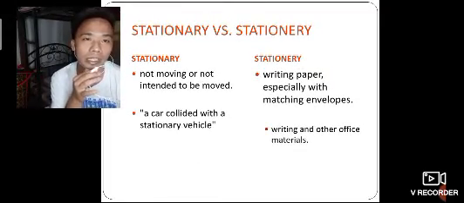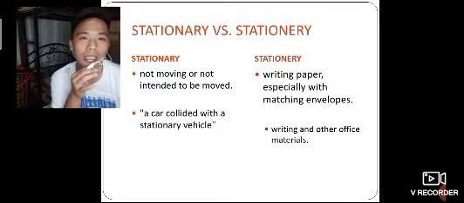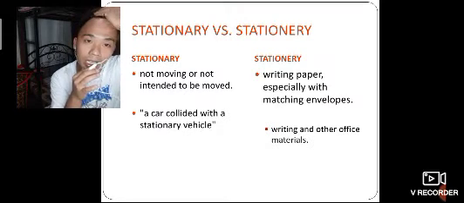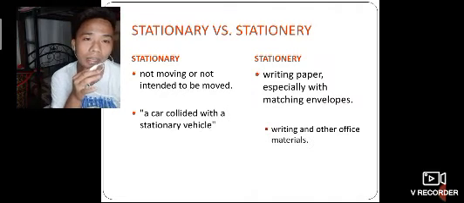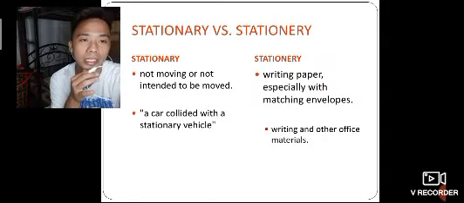Stationary versus stationery. Stationary: not moving or not intended to be moved. For example, a car collided with a stationary vehicle. Stationery: writing paper, especially with matching envelopes, and other office materials.